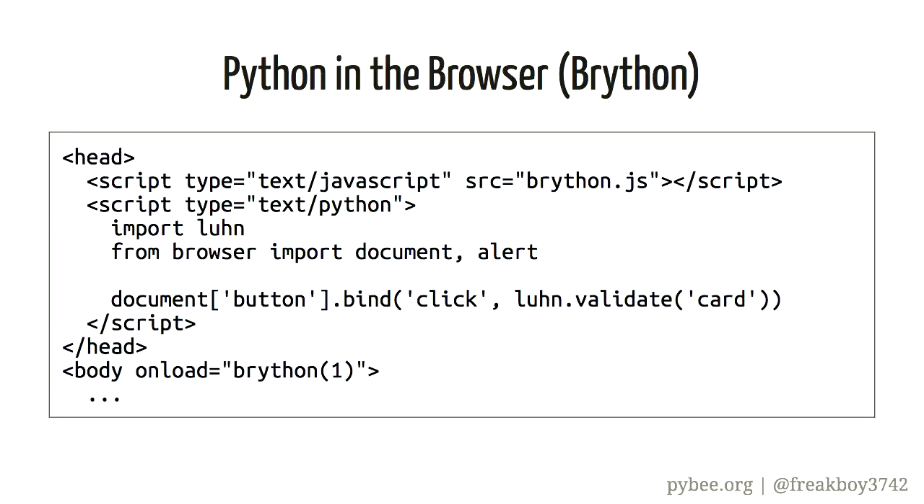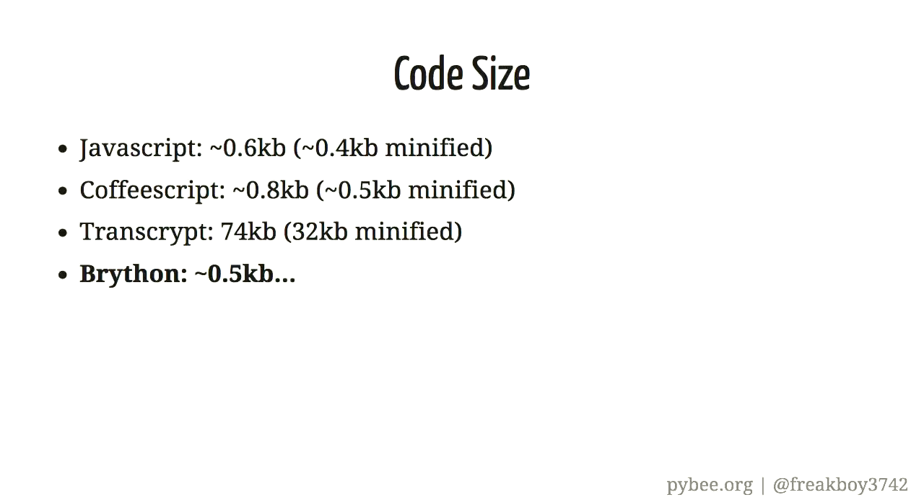Okay, awesome. So we have Python running in the browser. What's the catch? Well, what's the code size like? The Python code? 0.5 kilobyte. It's smaller than the original JavaScript. Can't be minified though, because it's Python, and you have to preserve the white space. But you need a 646 kilobyte bootstrap.